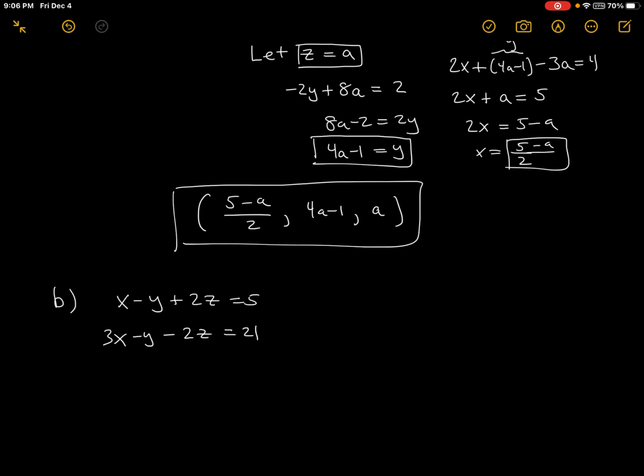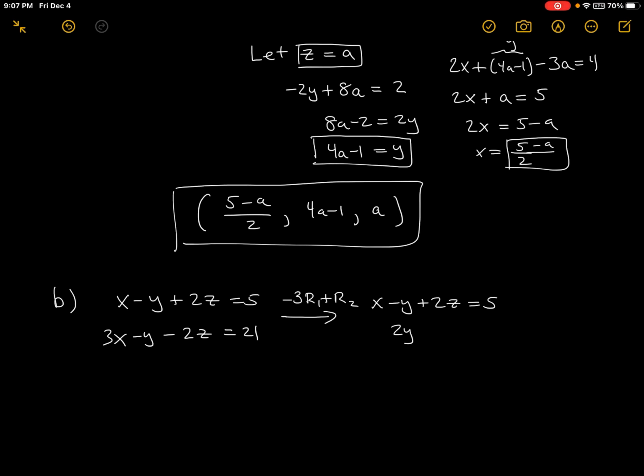Now, can you still put this in row echelon form? Absolutely. We want to get rid of the 3x right here, so let's multiply row 1 by negative 3 and add it to row 2, and let's replace row 2 with that. So let's do some math here. Negative 3 times x is negative 3x plus 3x is 0x. Negative 3 times negative y is positive 3y. Positive 3y minus y is 2y.